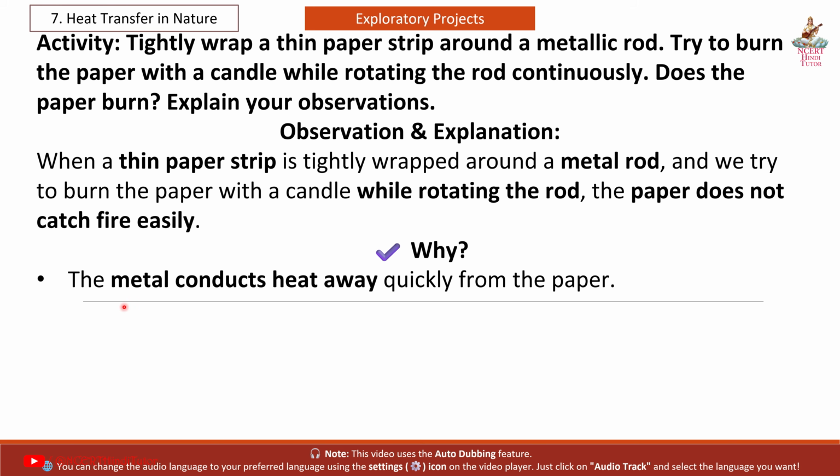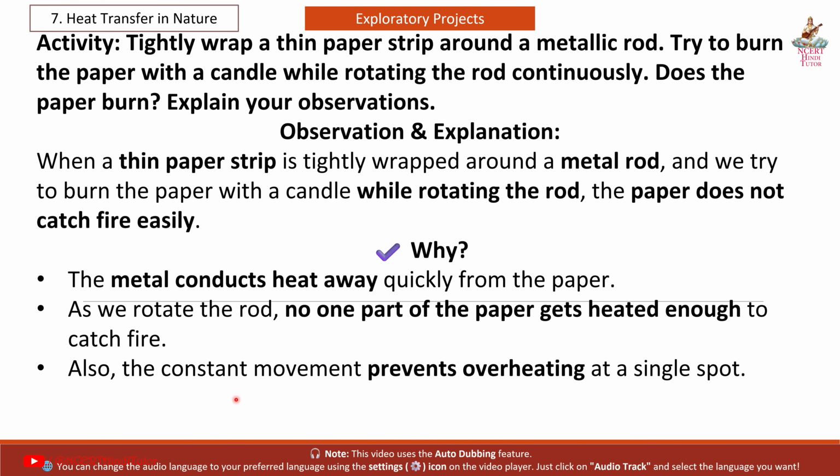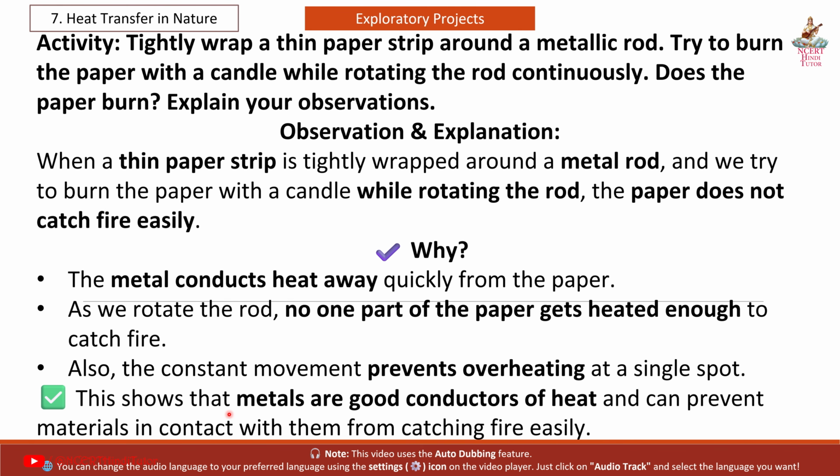Why? The metal conducts heat away quickly from the paper. As we rotate the rod, no one part of the paper gets heated enough to catch fire. Also, the constant movement prevents overheating at a single spot. This shows that metals are good conductors of heat and can prevent materials in contact with them from catching fire easily.